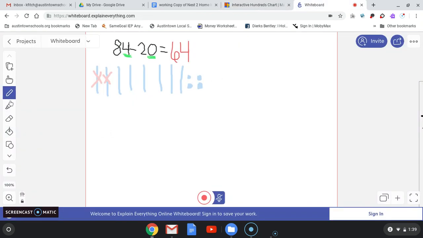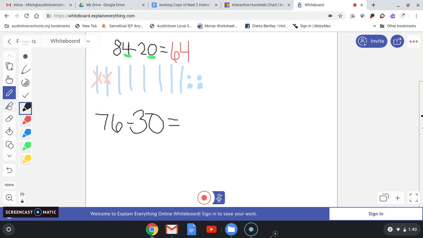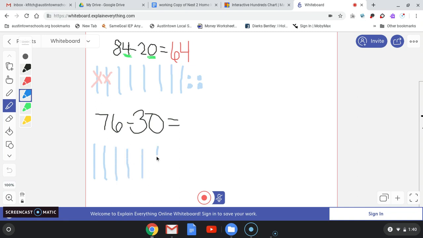So let's try, let me make this black again. Okay, let's do 76 minus 30, okay? 76 minus 30. So the first way you can do this is you can draw out these tens and ones. So let's draw out 76. Ready? 10, 20, 30, 40, 50, 60, 70, 71, 72, 73, 74, 75, 76. Very good.